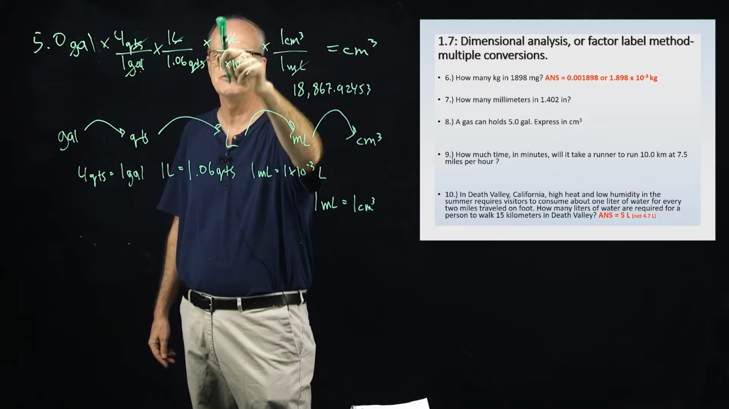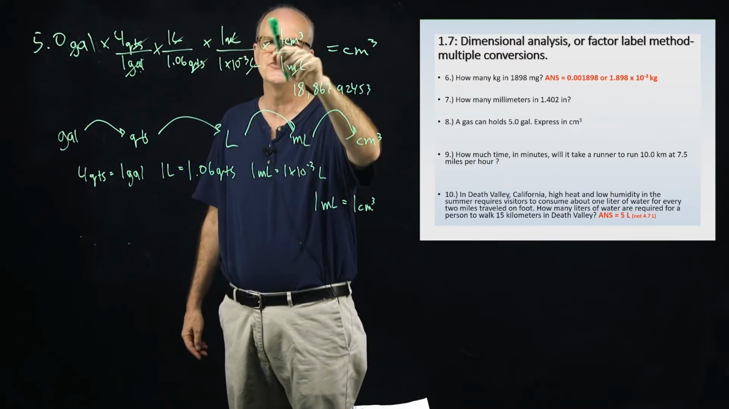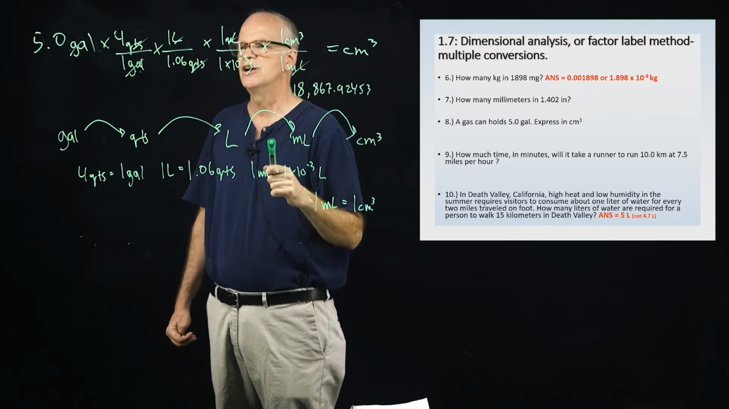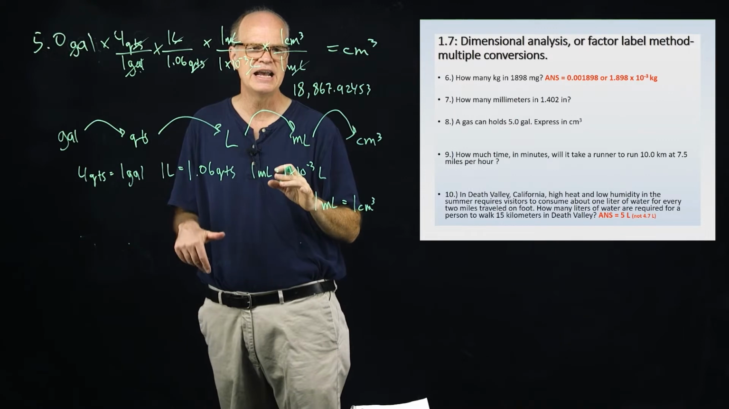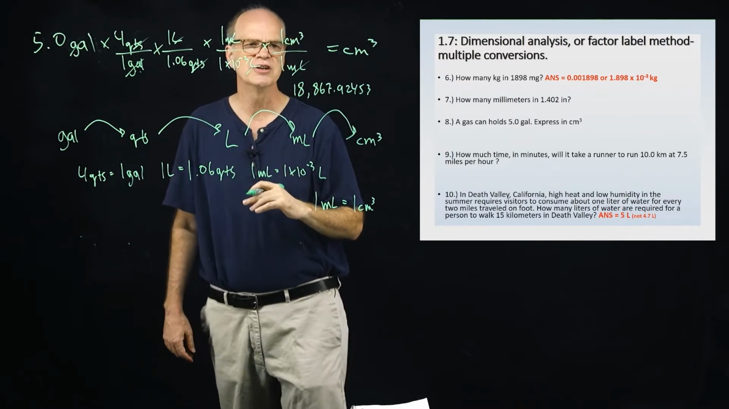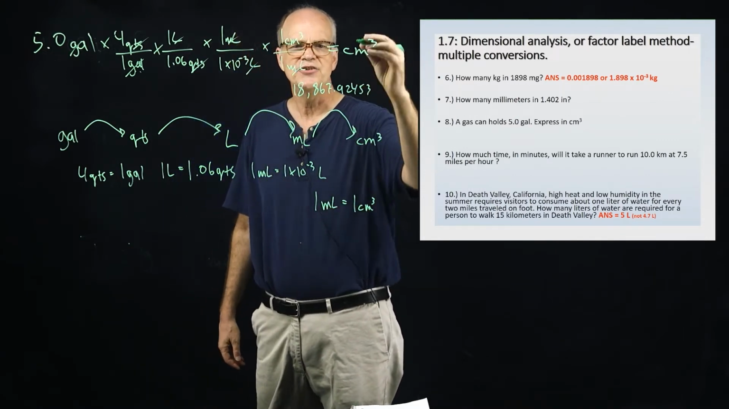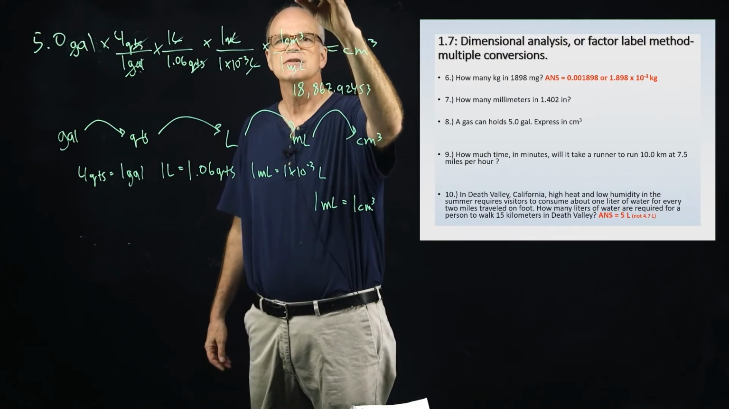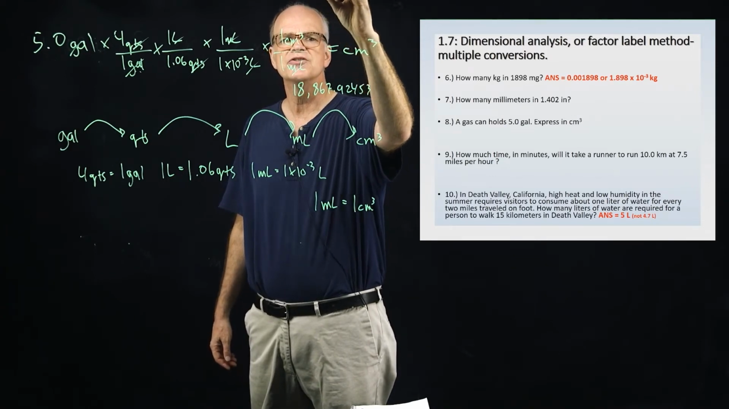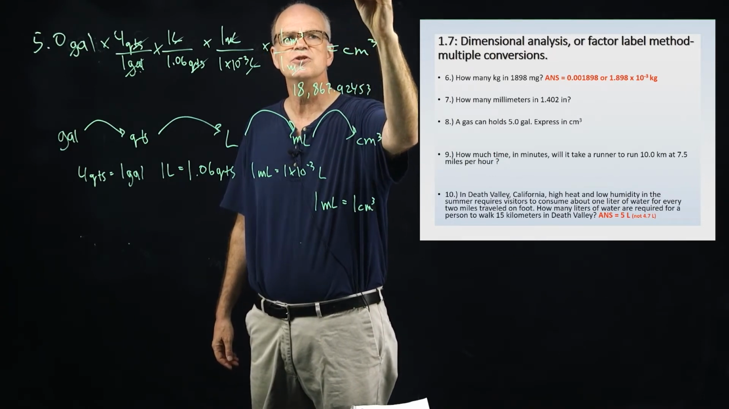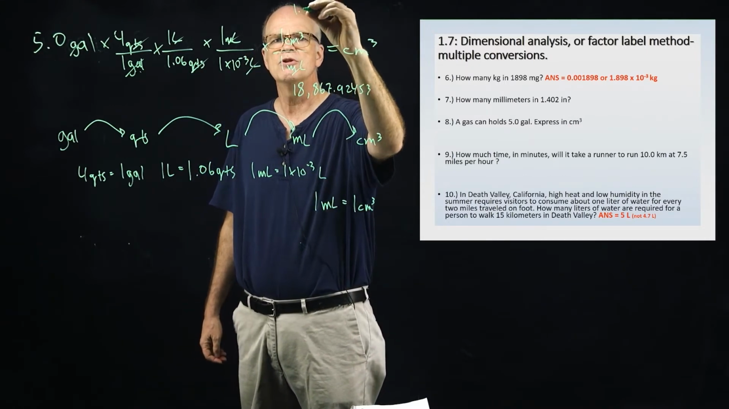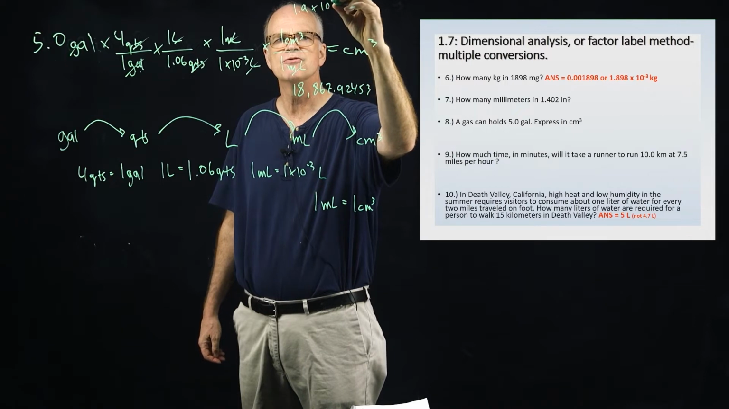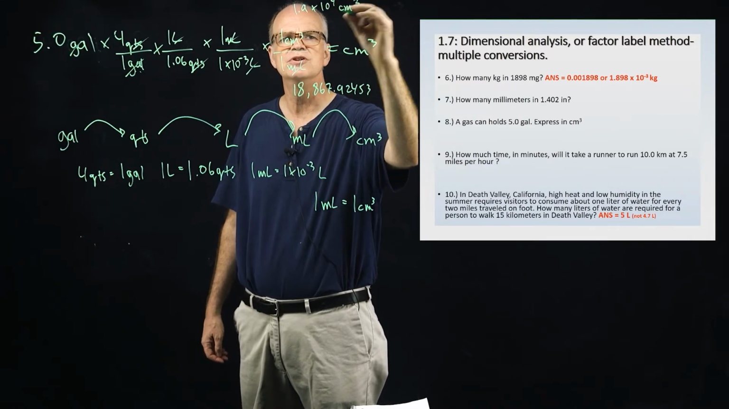This fraction, infinite number of significant figures for both numbers. This fraction, the same. Therefore, we have 2 significant figures here, 3 here. We're going to limit the answer to 2 significant figures. So the answer should be 19,000 cm cubed. But we probably want to write this in scientific notation, so it would be 1.9 times 10 to the 4 cm cubed is the answer.